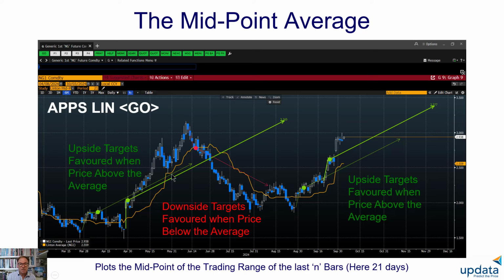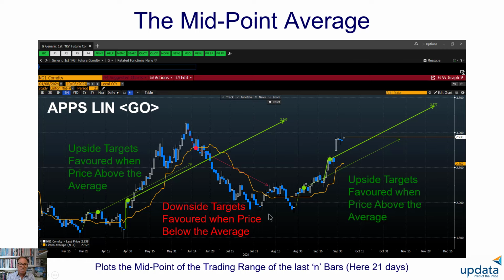And we see that this is the midpoint of the trading range, and we see that price interacts with this midpoint average, and so that is also included in the targets functionality. So you can actually see that you wouldn't want to take upside targets when you're on an uptrend and downside targets when you're on a downtrend.